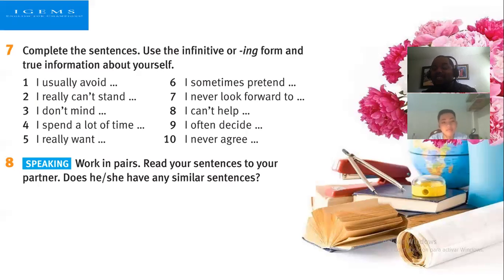Pretend. You can think about anything. I think sometimes I pretend to be asleep. Oh, you sometimes pretend to be asleep. All right. Good job. You never look forward to. I never look forward to seeing my enemy. Oh, that's all right. That's good. Well done. Number eight. You can't help.